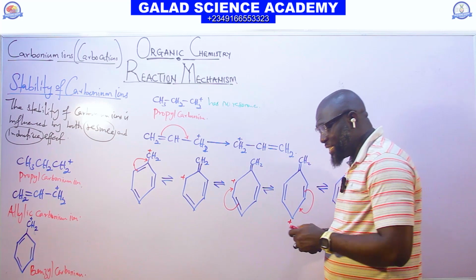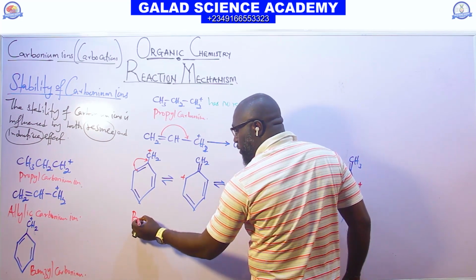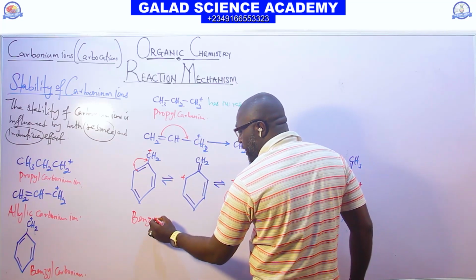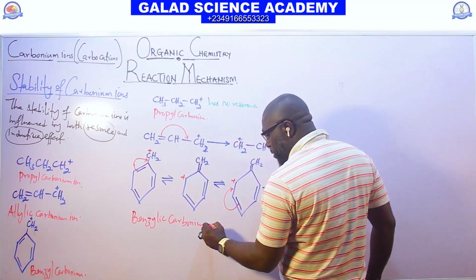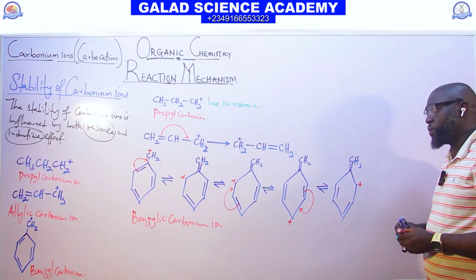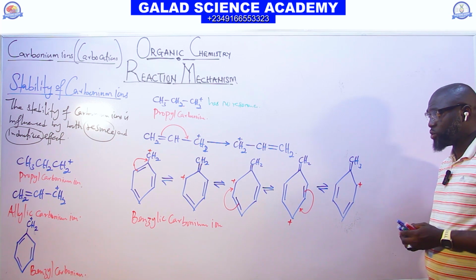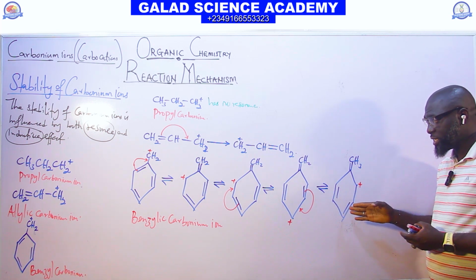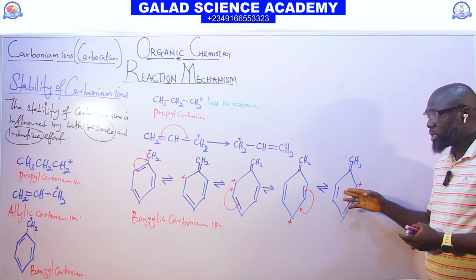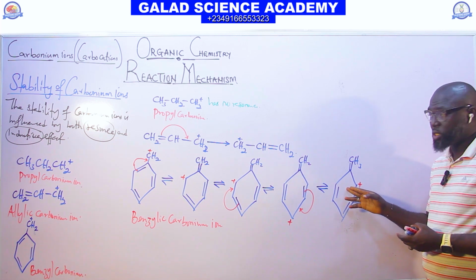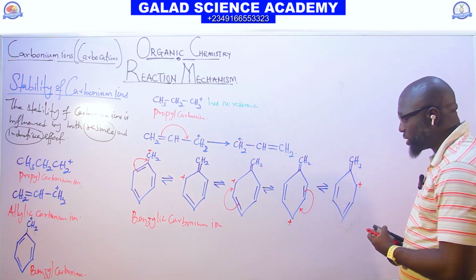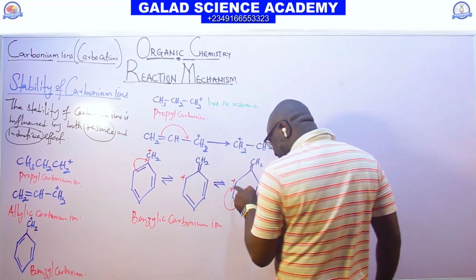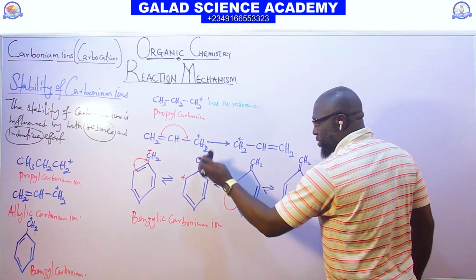You can see that is the benzyl carbonium ion. This compound, we call it the benzylic carbonium ion. It has how many resonance structures? It has 4 or 5 resonance structures. The number of resonance structures it has is making it more stable than the others. In fact, this one is not supposed to be there, it was a mistake. There were supposed to be 4. This one and this one are the same.